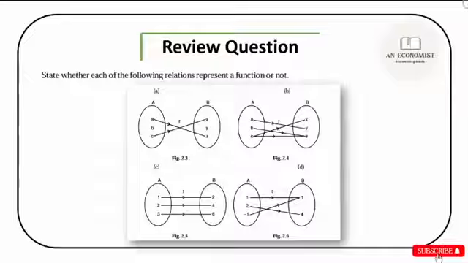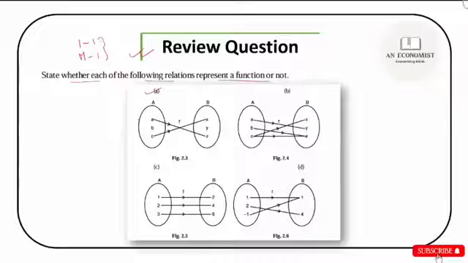So we are continuing with our lecture on relations and functions, and let's start with this review question. State whether each of the following relations represents a function or not. In the previous video we discussed that a function can be of two types. It could be either one-to-one or many-to-one, right? So we need to identify which of the following represent a one-to-one or many-to-one function, and only those will be valid functions. Let's take a look at the first question.